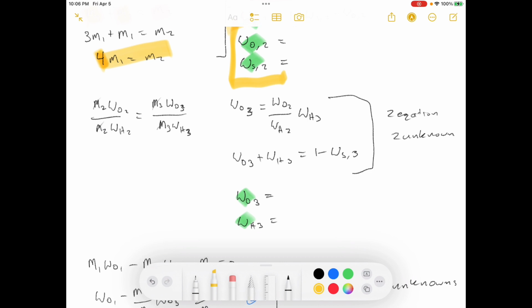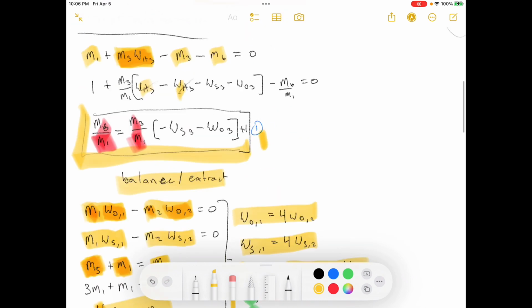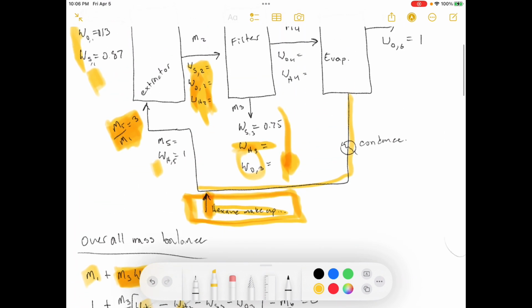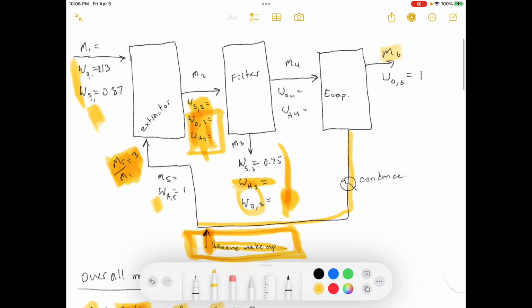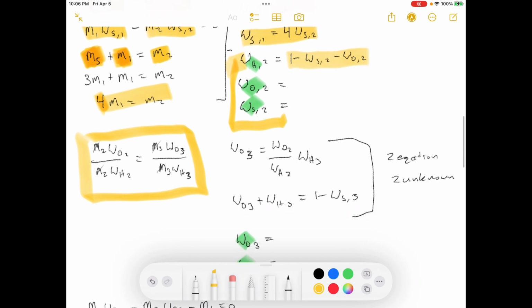Okay, now let's start writing a few other equations here. We were given that the ratio of hexane and oil coming out of stream 2 is the same as the ratio leaving here. That's what this information is. So those ratios are equal to each other, which means that this relationship is true.